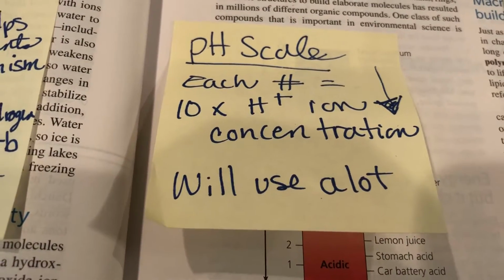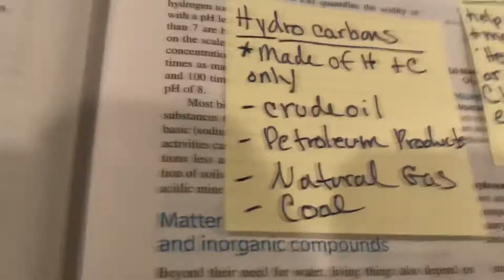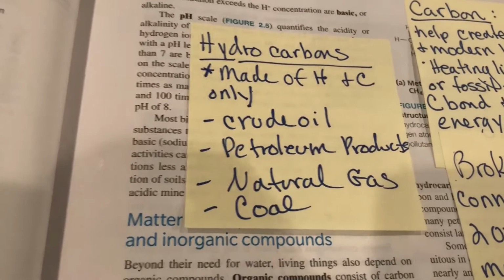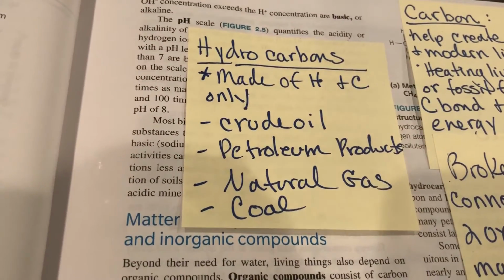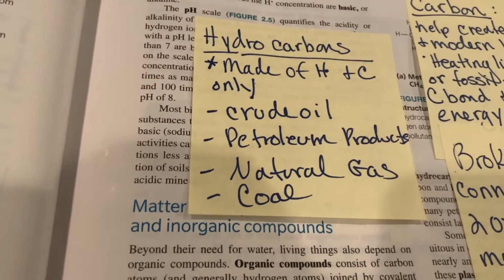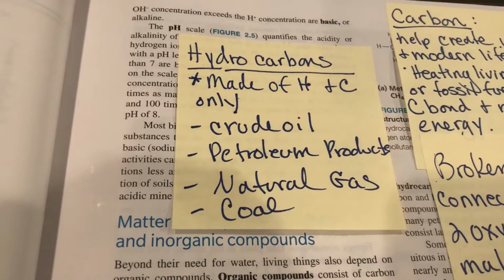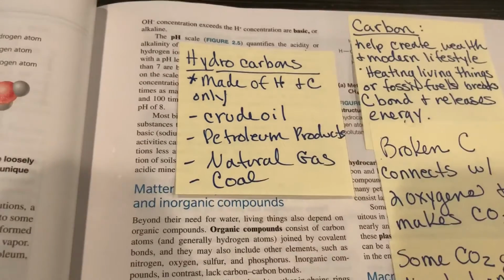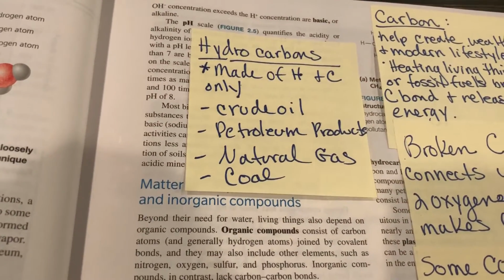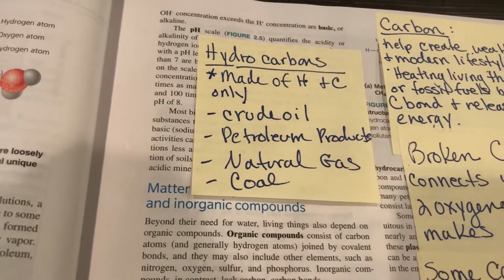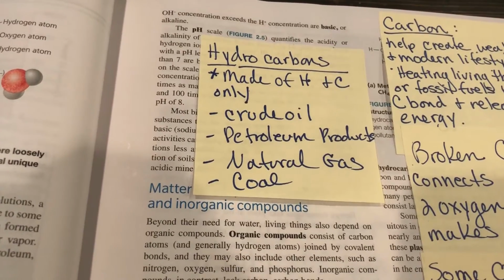All right. Next one, hydrocarbons. All right, make sure you know what a hydrocarbon is. It's made only of hydrogen and carbon. That's why it's called a hydrocarbon. Okay, examples of hydrocarbons are crude oil, petroleum products, which include plastic, natural gas, and coal.